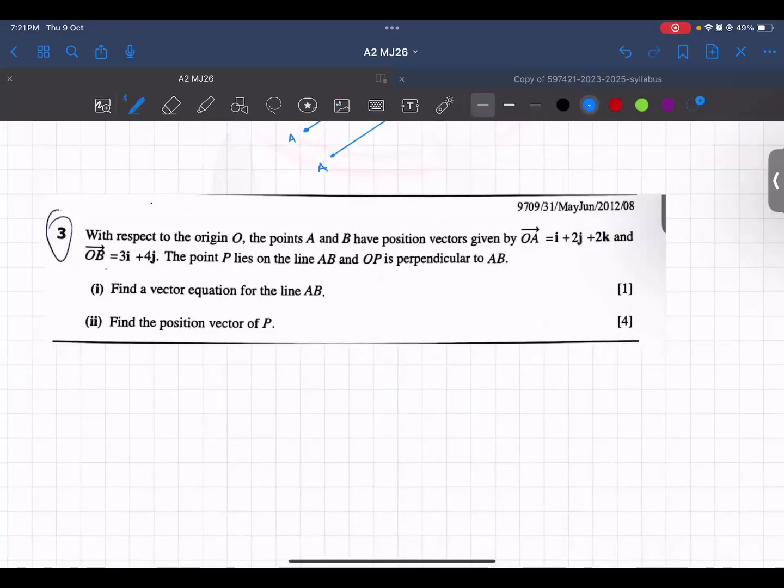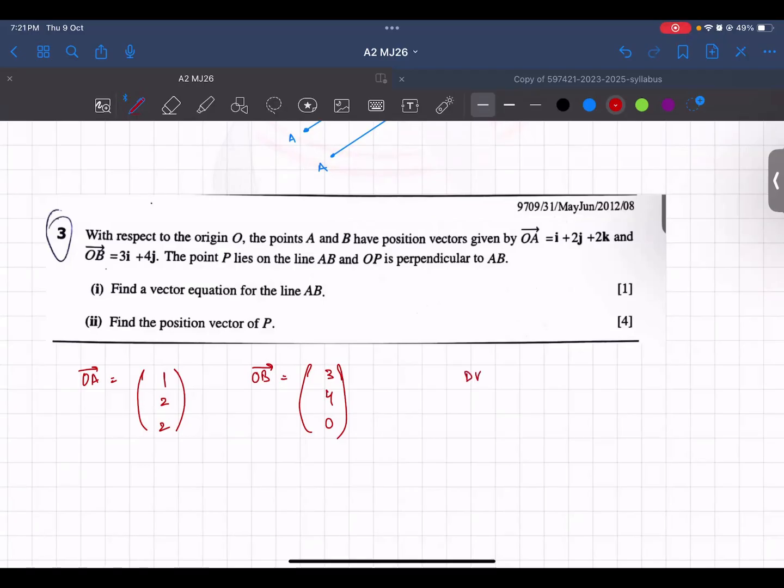They have given you, with respect to the origin O, the points A and B with position vectors. A and B points are given to you. And OA, you can write it down. I always like it better in the column vector form, (1, 2, 2). It's easier to understand. And OB is (3, 4, 0), as there is no k component. So the point P lies, okay, later on. Find the equation of the line passing through this AB.